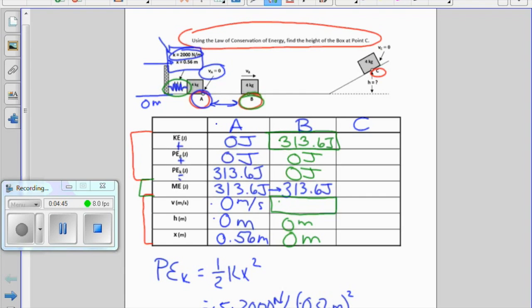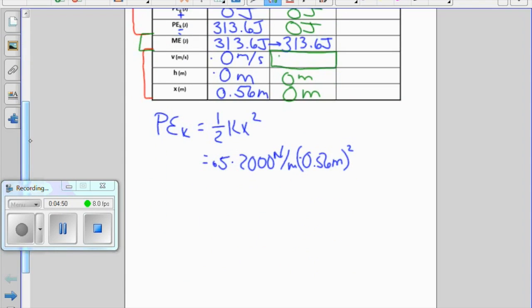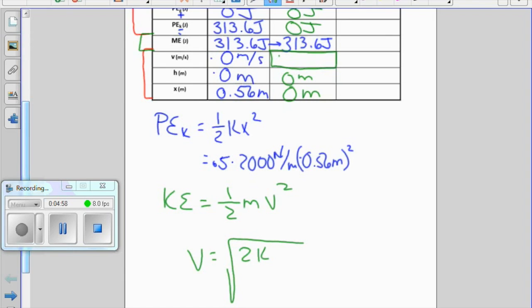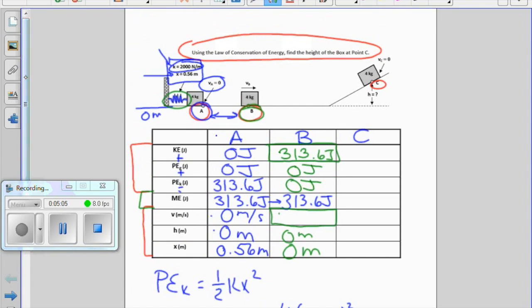Now that I have the kinetic energy, I can solve for the velocity. Kinetic energy is equal to 1/2 mv squared. I'm going to solve for v to be the square root of 2 times KE over m. The mass can be found on the actual box here. And if I do this calculation correctly, I should find that the velocity is 12.5 meters per second.